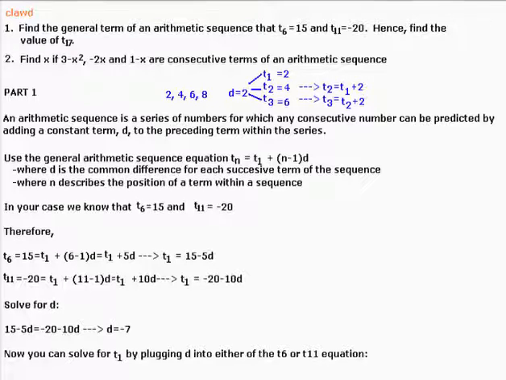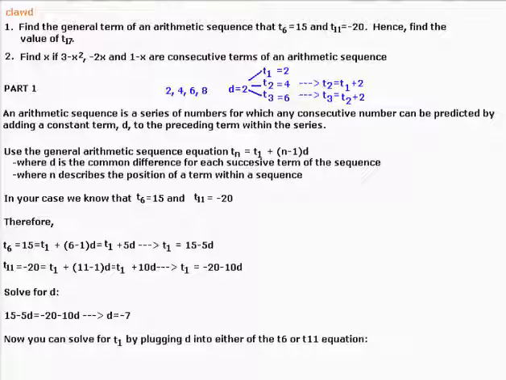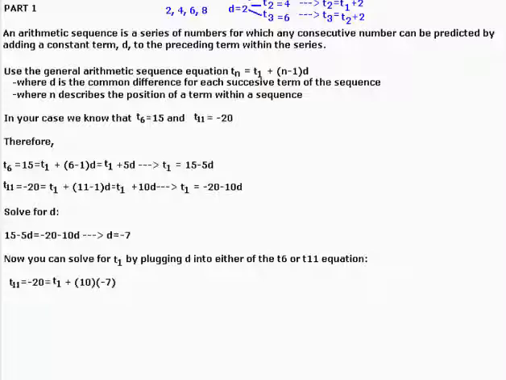Now that we know what d is, we can solve for the first term, T1, by plugging d into either of the T6 or T11 equation. I will work with the T11 equation. So after substituting d with negative 7, we find that T11, which equals negative 20, is equal to T1 plus 10 times negative 7, and therefore T1 is equal to 50.